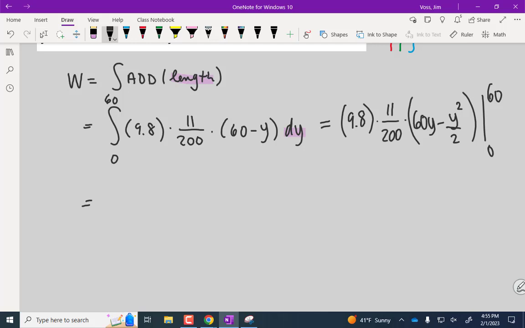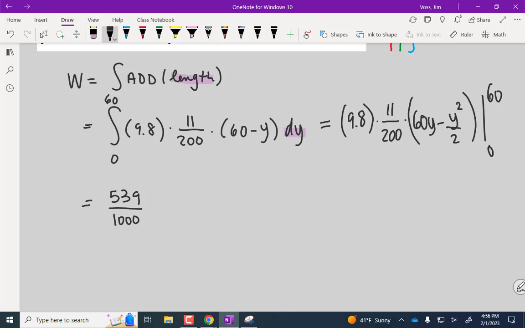I'm just going to do that first part. 9.8 multiplied by 11 equals, oh, nothing nice, 107.8. Divided by 200, exactly 0.539. All right, change that to a fraction. So the stuff out in front, those three numbers, turn into 539 over 1,000.